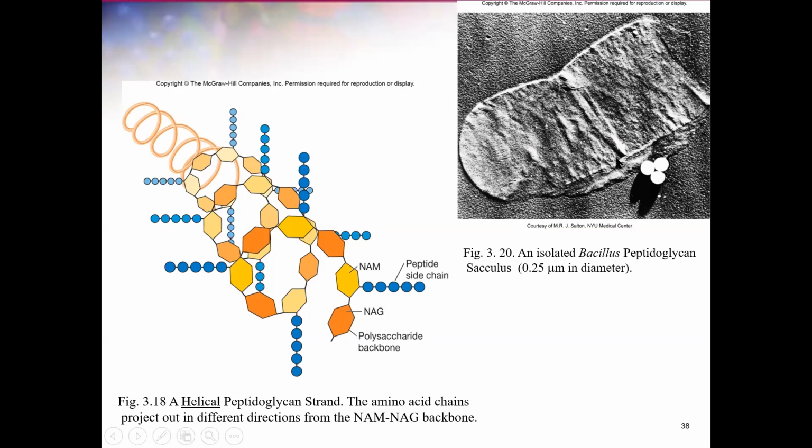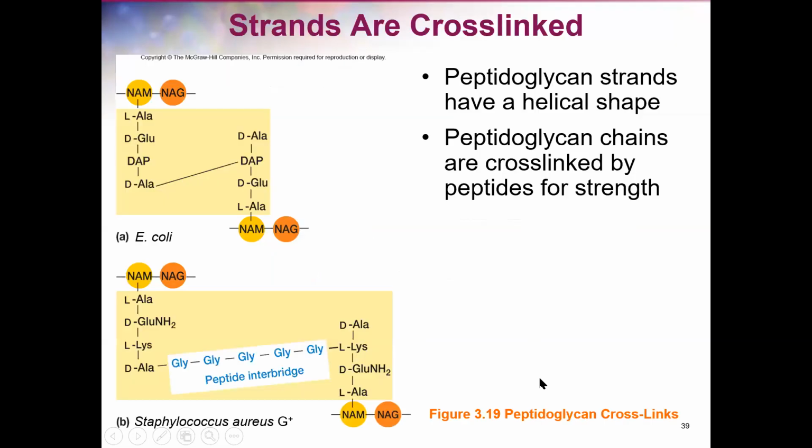Sometimes, once the cell dies, you release all the cytoplasm and nuclear material, and only the cell wall remains. So this is what it really looks like, about 0.25 micrometers. This is for Bacillus. We know Bacillus is Gram-positive, so it has thicker peptidoglycan. Once you know this structure, you're more familiar with it, right?